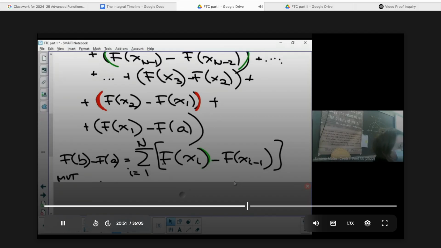And the last one, when i is equal to n, is going to be f at xn minus f at xn minus 1. So yes, indeed, that's correct. So I just use the summation method. Yes, ladies and gentlemen. Am I okay?